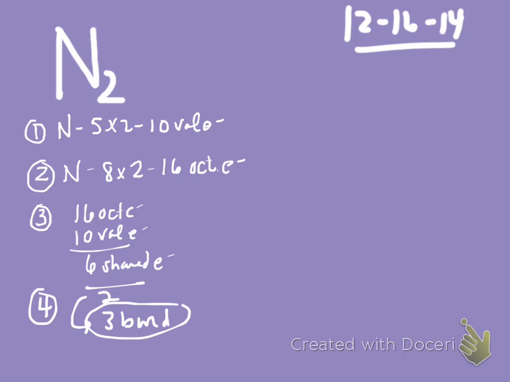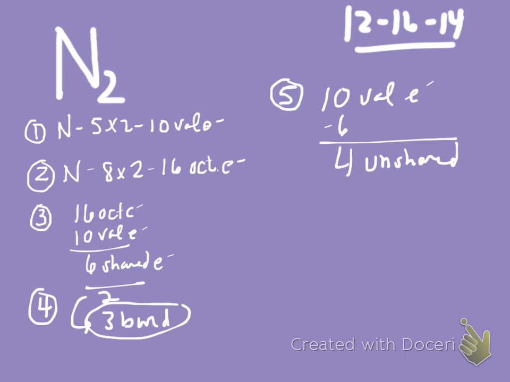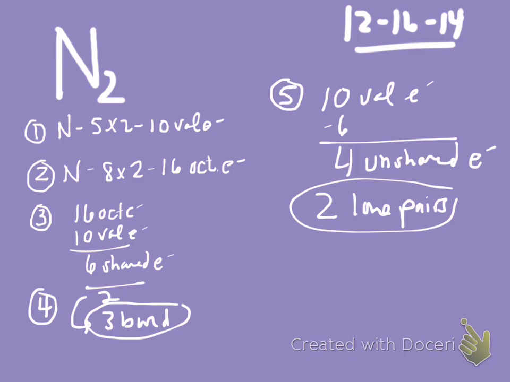There's only one step left. What is it? What was that, Kira? Subtract bonds from valence. Oh no, the shared electrons from valence. So we know that we started off with 10 valence electrons. We're sharing 6 of those. What we'd like to know is how many we're not sharing. We have 4 unshared electrons, which means how many unshared pairs? Sometimes called unshared pairs, sometimes called lone pairs. We have 2 lone pairs.